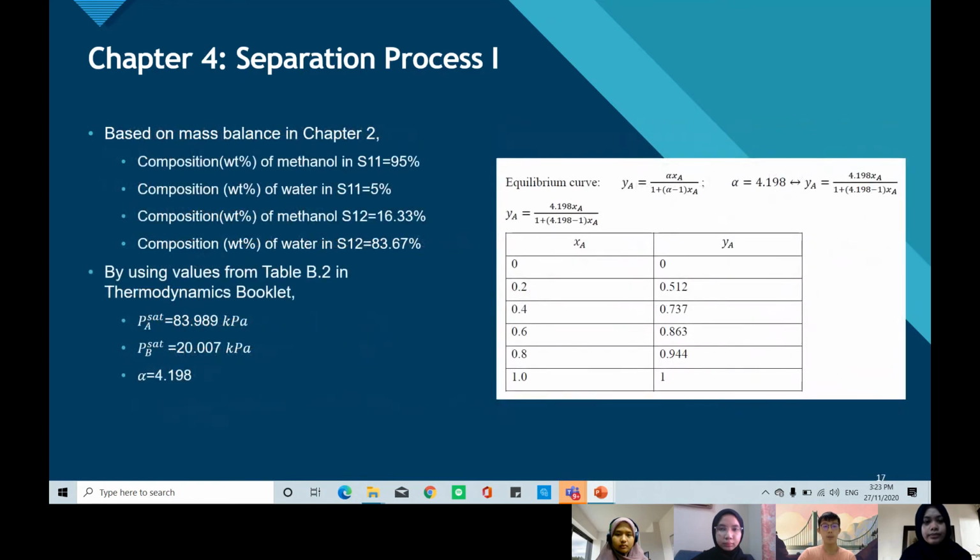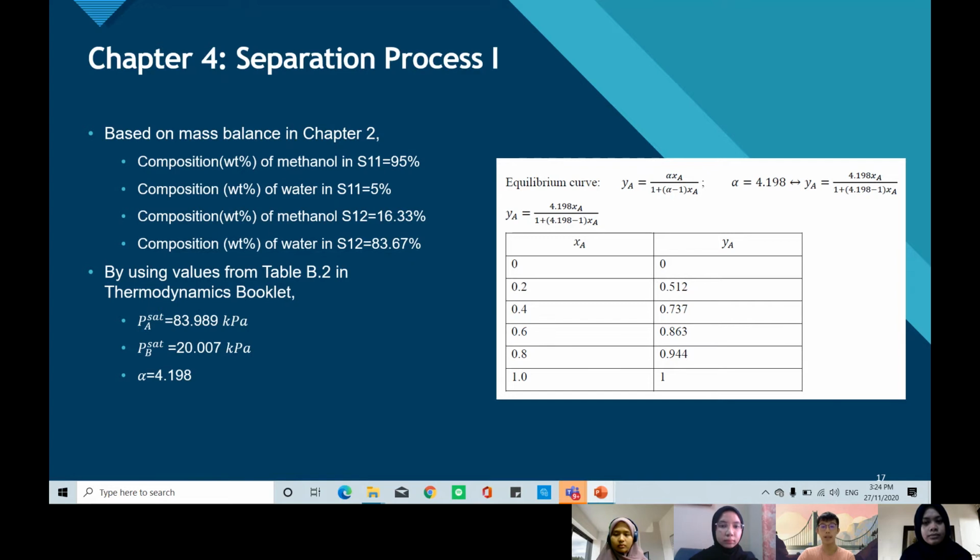Based on our mass balance in chapter 2, we have acquired the composition of methanol and water in both stream 11 and stream 12. And by using the values and substituting into the Antoine equation, we got the value of PA saturation is equal to 83.989 kilopascal and PB saturation is equal to 20.007 kilopascal. By using the formula of relative volatility, we got the value of 4.198. We substitute the value of 4.198 into the equilibrium curve equation, and we got the complete equilibrium curve equation.